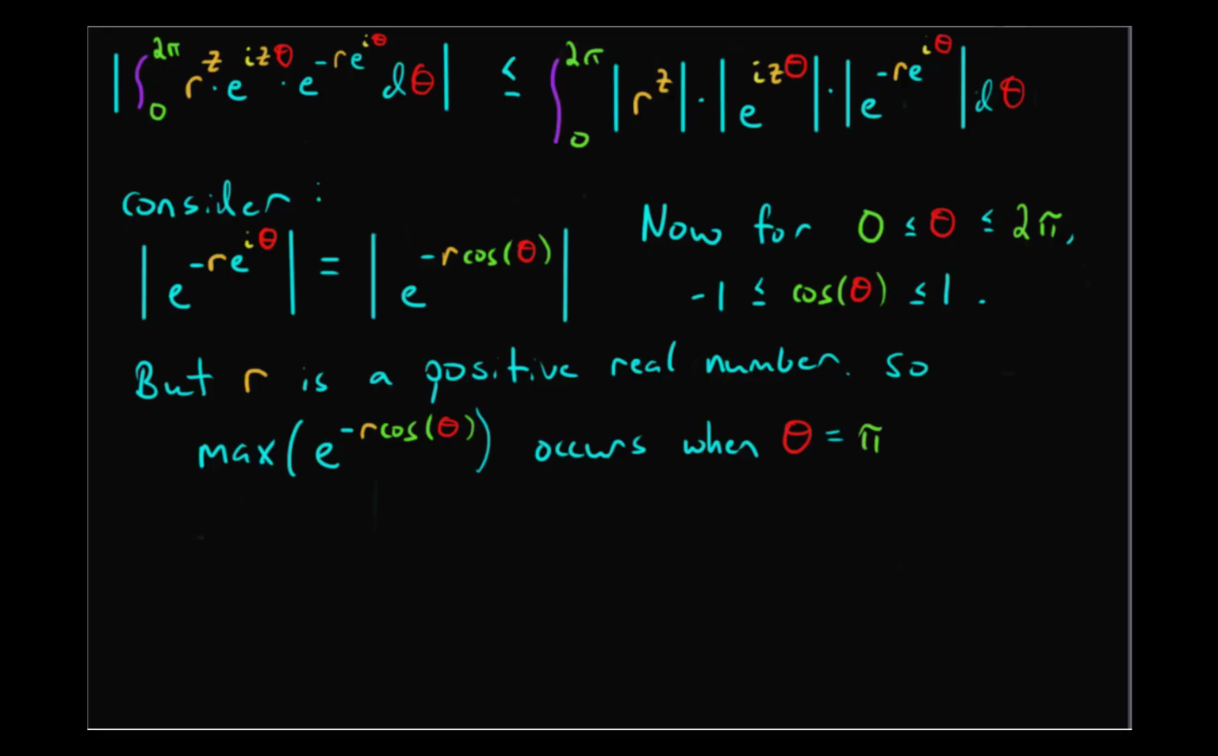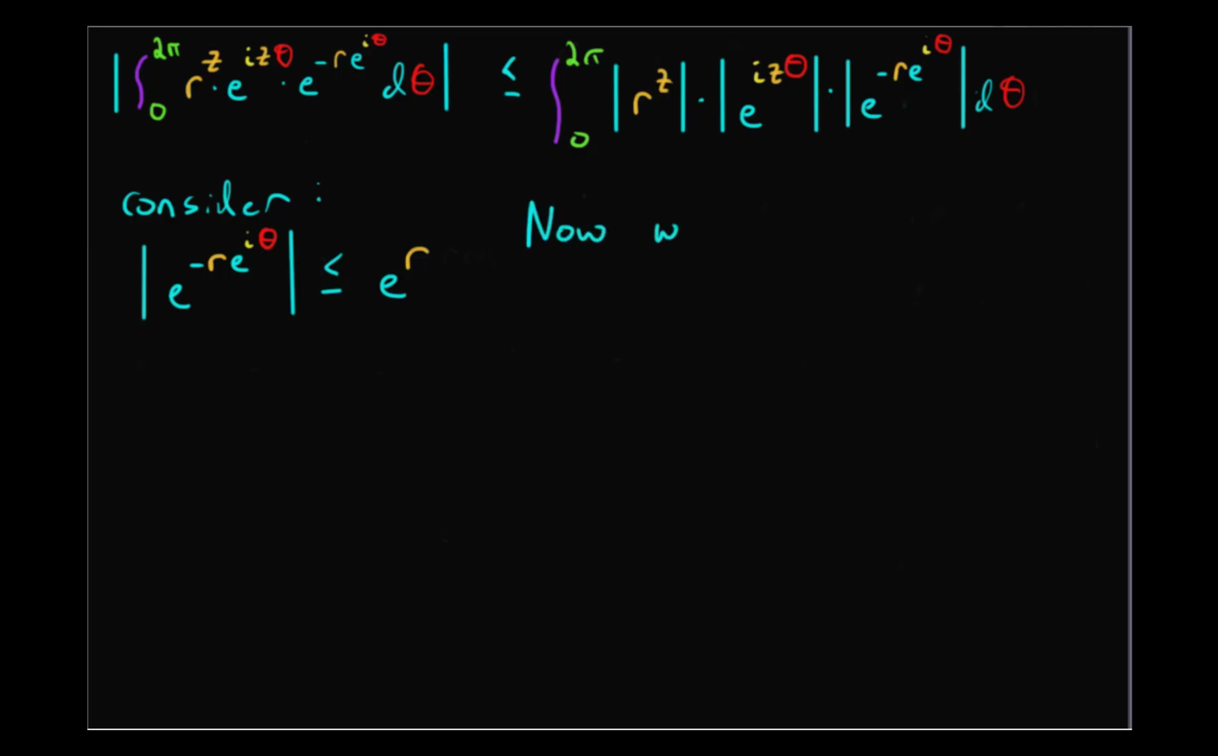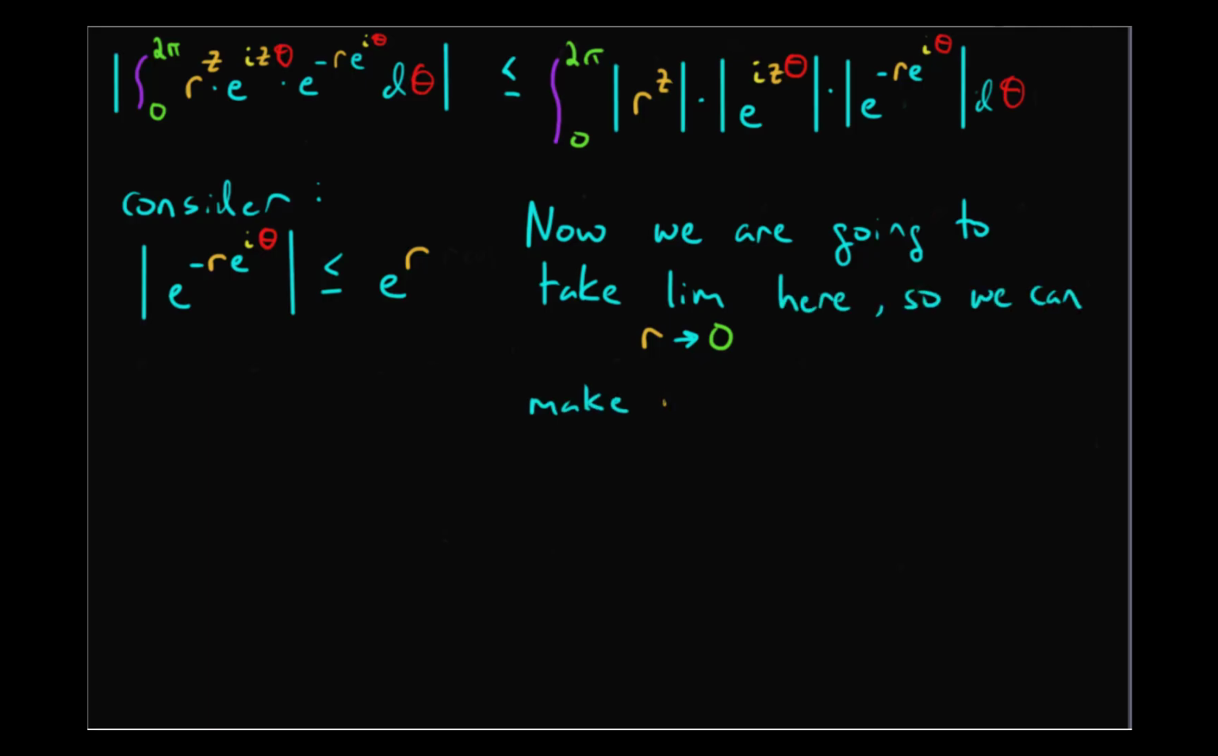We also want the term negative r cosine theta, in addition to being positive, to be as large as possible, and that's going to occur at the point where theta equals pi, because cosine of pi equals -1. And so that's where the expression e to the negative r cosine theta is going to attain its maximum, and we're going to have e to the negative r times -1, which of course just equals e to the r. So now we know that the modulus of the expression e to the negative r times e to the I theta can never be greater than e to the r. It's less than or equal to e to the r.